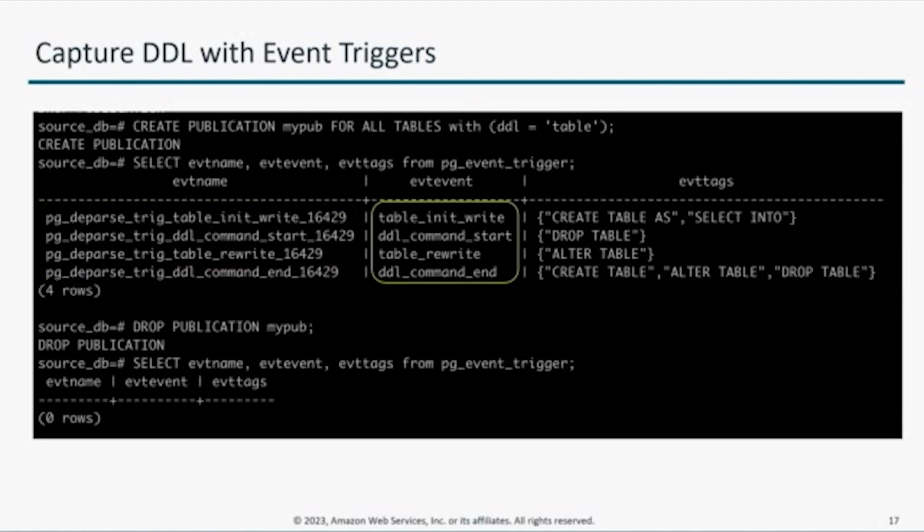The second column is the event type that each event trigger will fire on. The first event, table_init_write, is a new type of event that we introduced in order to capture the special commands CREATE TABLE AS and SELECT INTO, just after the table schema has been created but before the data population happens. The remaining 3 events are existing events in PG15, and we use these to capture the normal create table, alter table, and drop table commands. The third column is just the command tags each event trigger will fire on. When the user does a DROP PUBLICATION, the event triggers get dropped as well.